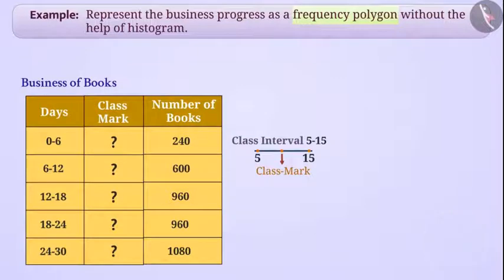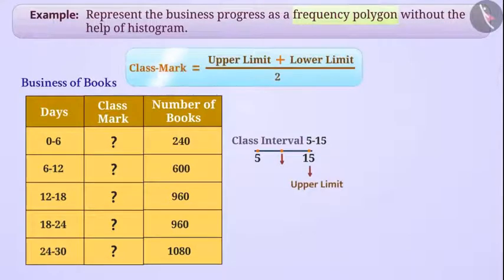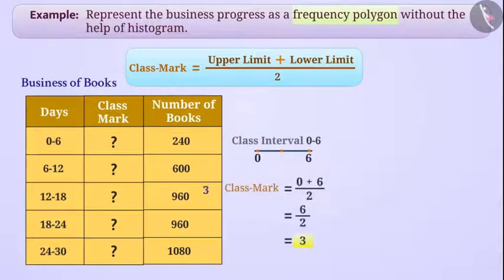Absolutely right. To find the class mark of a class interval, we divide the sum of upper limit and the lower limit of class interval by 2. Like, class mark of class interval 0 to 6 is 3. Similarly, find the class mark of all the class intervals.